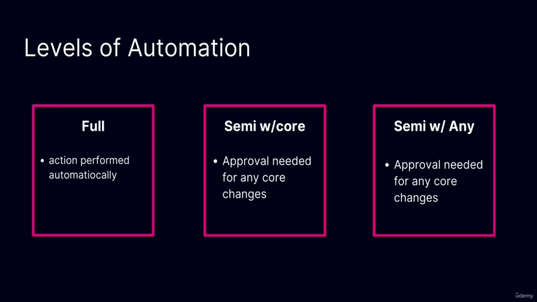Then it can be semi with any. What that really means is approval is needed for any core level changes. Basically, in that case, you need approval if there is any type of major change, such as blocking user, blocking device, and approval is required regardless.